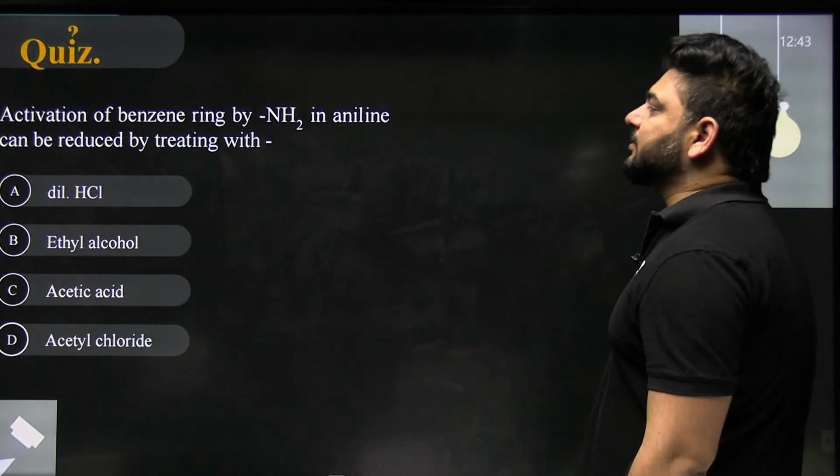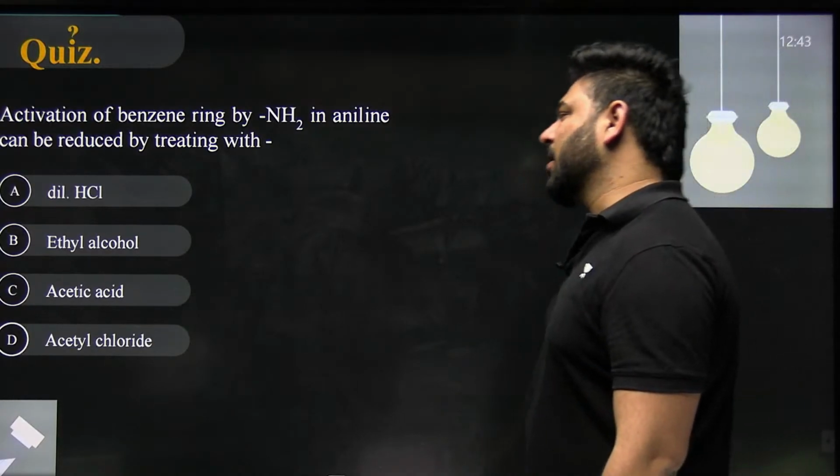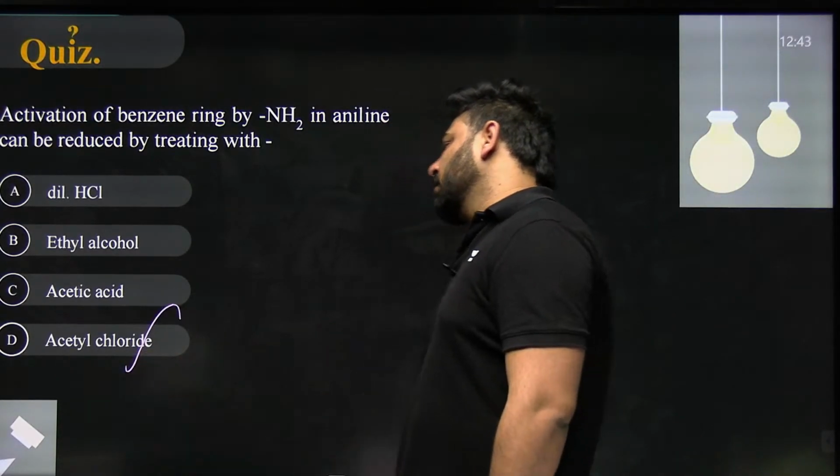Now the activation of benzene by NH2 in aniline can be reduced by acylation. So acetyl chloride is good.